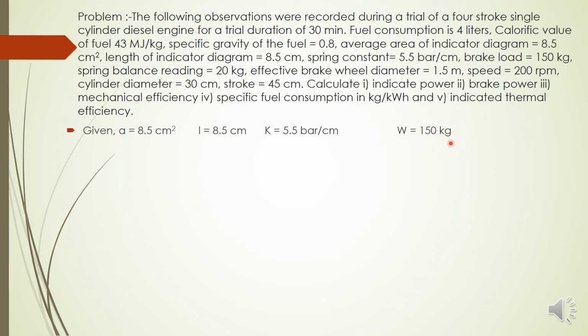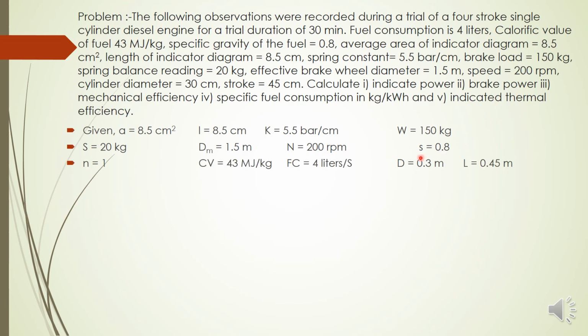W is 150. The dynamometer weight added is 150 kilogram. So it is only in kilogram, not in Newton. Spring balance is 20 kilogram. The mean diameter or the effective diameter is given, so no need to take the rope diameter etc., because the effective diameter is directly given, 1.5 meter. Speed is 200 rpm. Specific gravity 0.8. Now another thing given is number of cylinders, only 1.